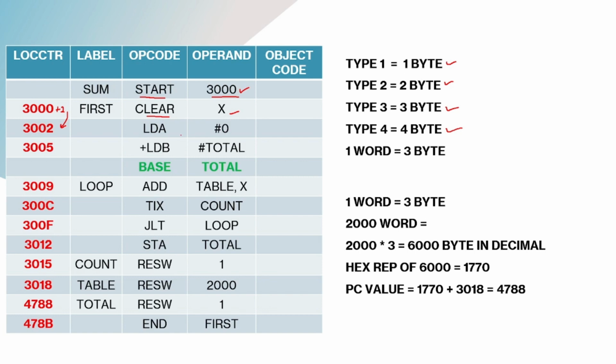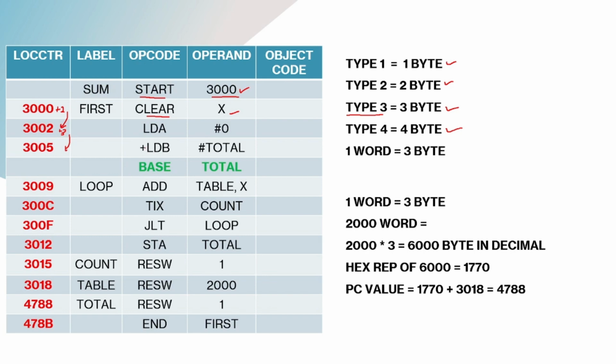So moving ahead, we have LDA #0. This is of type 3. The instruction format is of type 3. So type 3 occupies 3 bytes of space. The current location counter value is 3002. So we add 3 here. So 3 bytes we add, and once we do that, we get the next one, 3005.